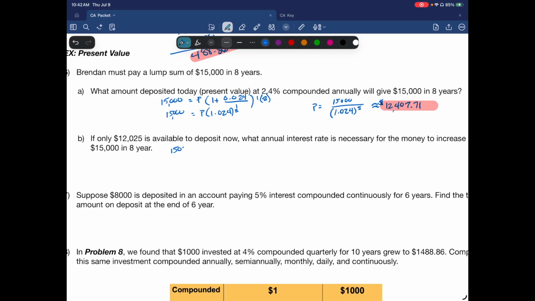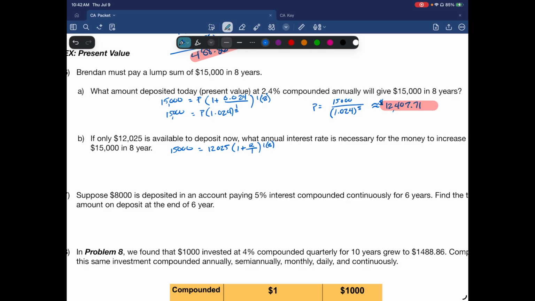Okay, so we got 15,000 equals 12,025 times 1 plus R over, still compounded the same, so over 1 and 1 times 8. All right, so let's clean this up.